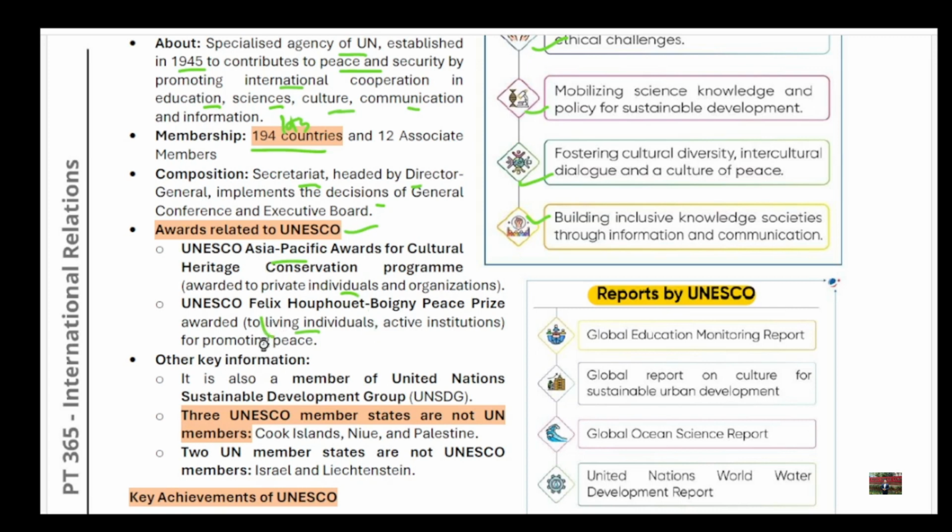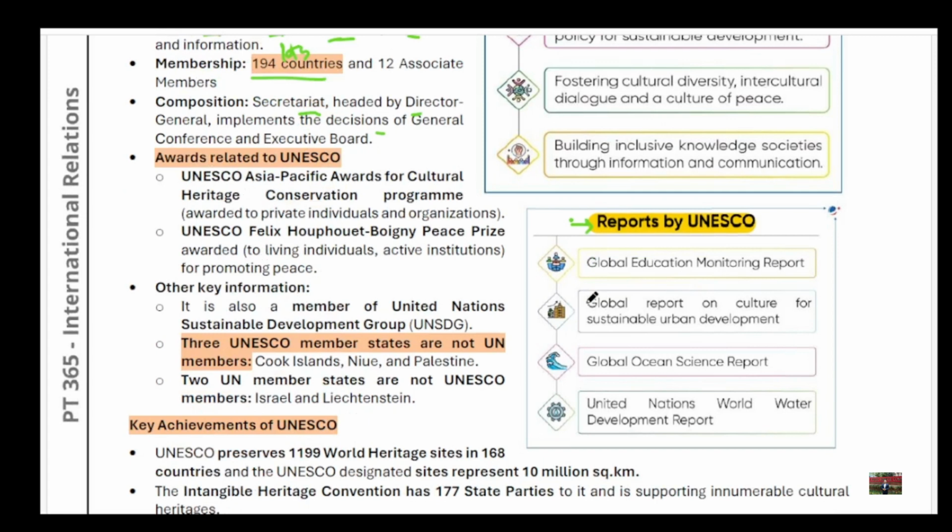So now let's see some of the important reports of UNESCO. All right. So the most important report is the Global Education Monitoring Report. The second report is the Global Report on Culture for Sustainable Urban Development. The third one is the Global Ocean Science Report. The fourth one is the United Nations World Water Development Report.